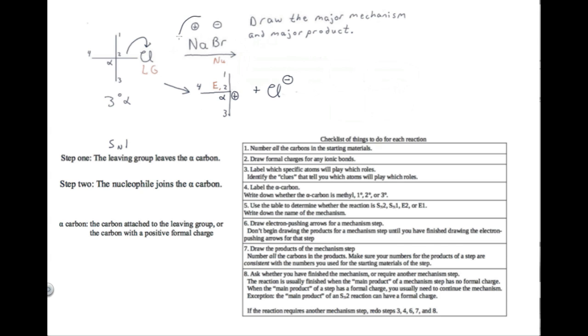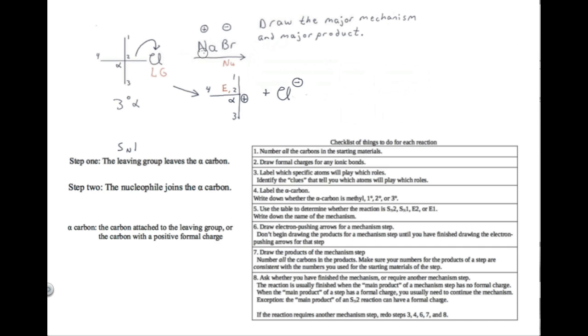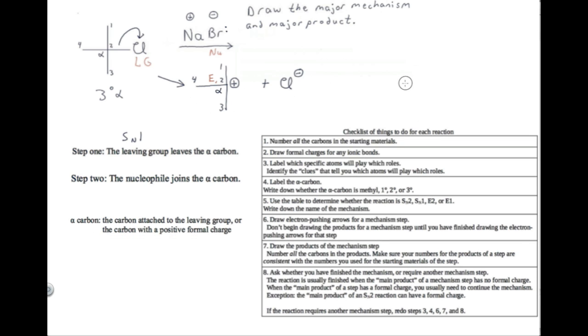But wait, what about the sodium plus? What role do we expect this positive sodium to play in the reaction? Well, again, in the previous video, we saw that when we see a metal with a positive formal charge, such as sodium plus, that's usually an unreactive spectator ion. So we don't expect this sodium plus to play any significant role in the reaction.